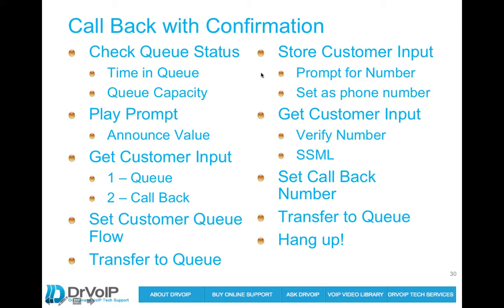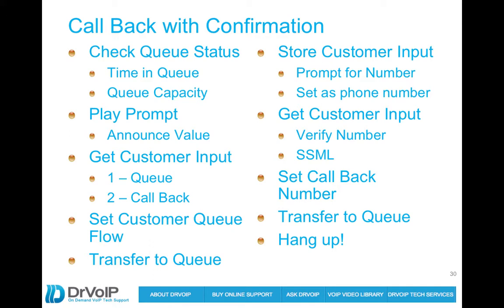Okay, the next thing we're going to do is store customer input. We'll prompt them for a number and set it as a phone number. I'll show you this inside the actual script. And then we'll get the customer input by asking them to verify the number that was entered. Now, how do you do that? Well, we set a value in the previous step, and we read that back to them. We read that value back.